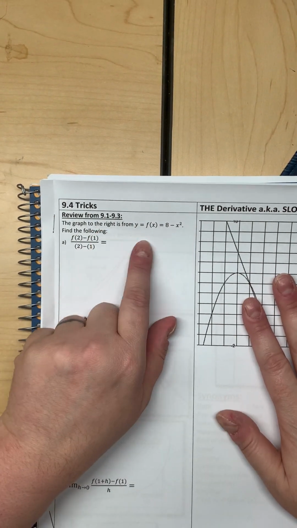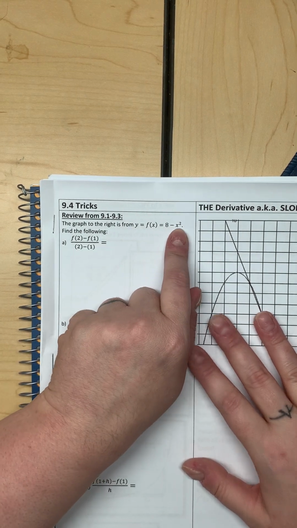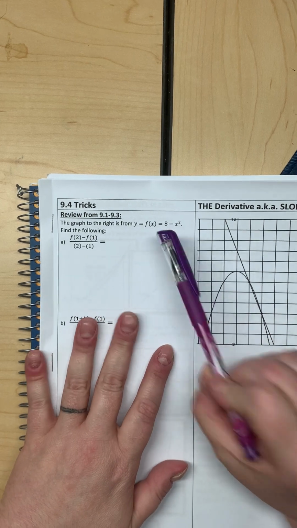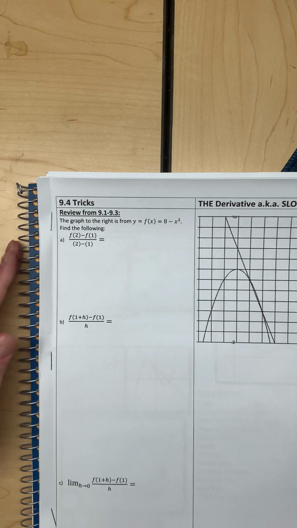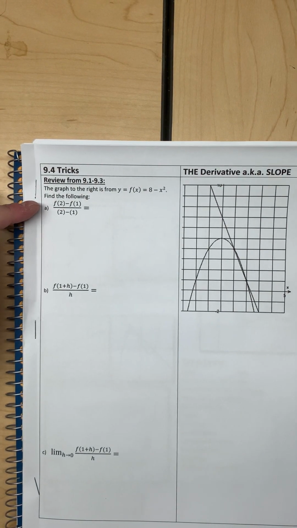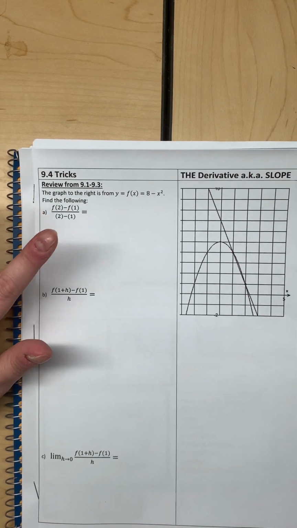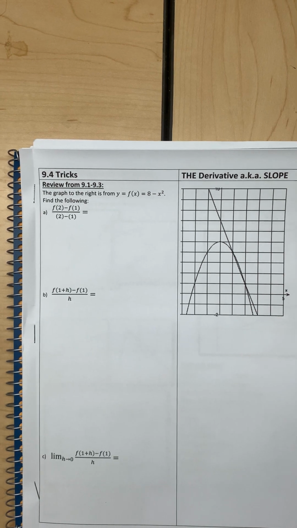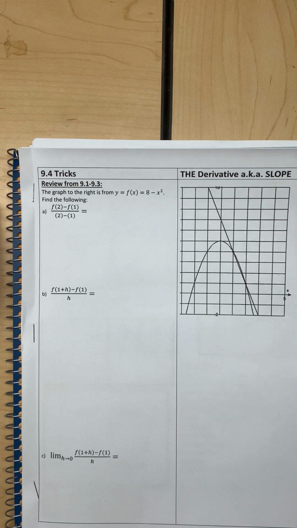It says the graph to the right is from y equals f of x equals 8 minus x squared. So first off, the reason they have that y and that f of x equal to each other is because it means the same thing. And then they give you a picture, and then it says find the following: f of 2 minus f of 1, and so on. Hopefully you didn't get the negative one in your homework, but if you do, it'll be okay.